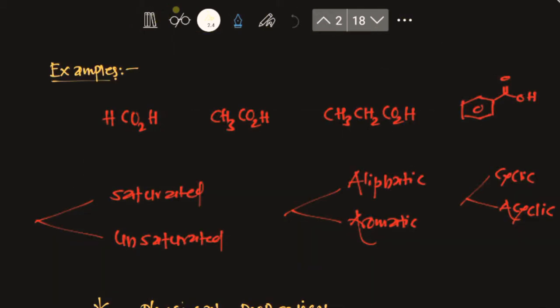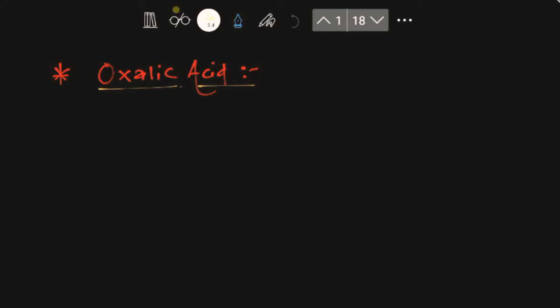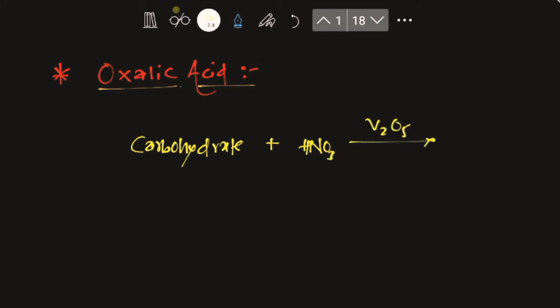Let's move on to the next part: how to prepare oxalic acid. It is manufactured from carbohydrate using nitric acid, with V2O5 as a catalyst. I will show you the reaction. This is carbohydrate plus nitric acid, with V2O5, and that will give you the product, oxalic acid.